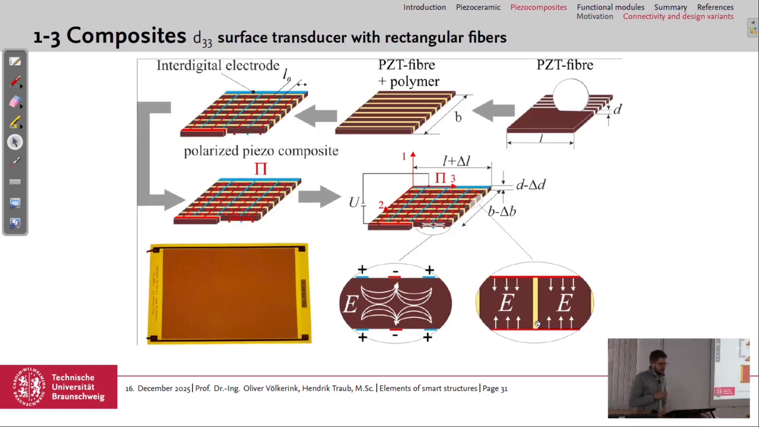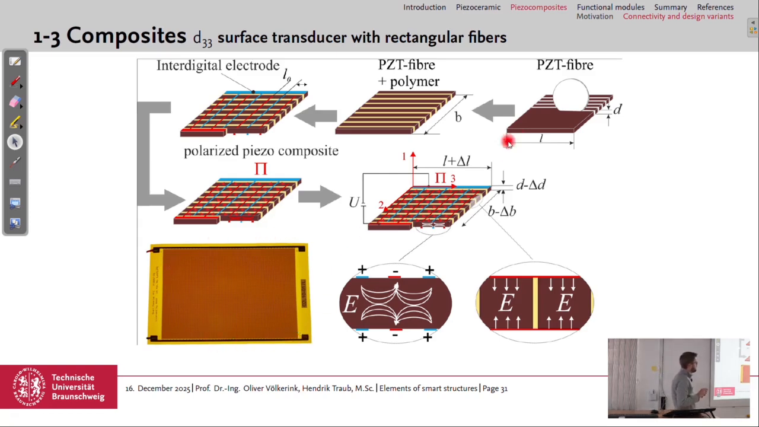Okay, another type of transducer, again a 1-3 transducer with a D33 effect, made also from fibers, but now from rectangular fibers. But it's basically the same process. We have the interdigital electrodes, then we can polarize the piezocomposite, have the field in this direction, and also use the in-plane effect, and the transducer would look like this.